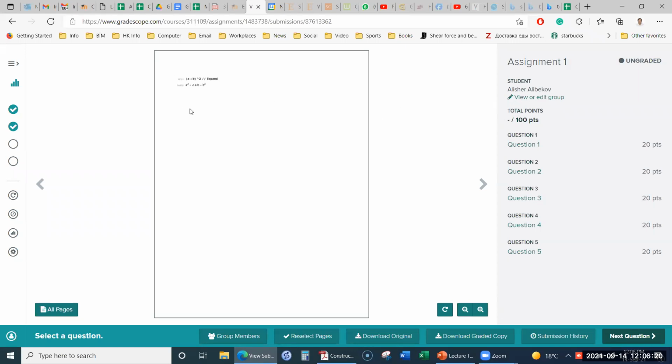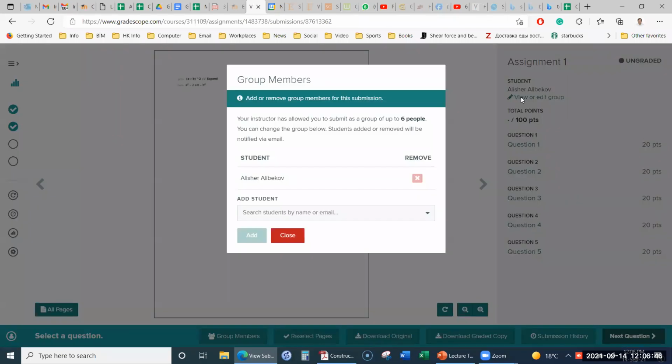Once you click on your submission, you will find your information over here. You see, my cursor is here. What does this cursor show? View or edit the group. So once you submit it, you can enter your group information over here. If you click it over here, now you can add the names of the other group members.